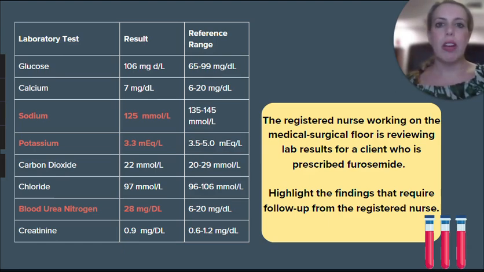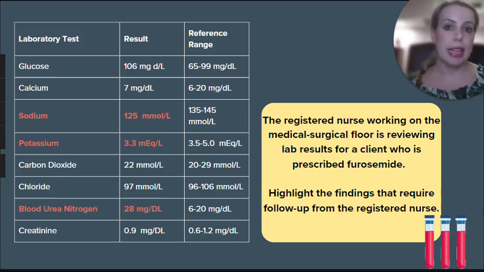If a client is on a loop diuretic like furosemide or really any diuretic, we do need to go ahead and keep an eye on that glucose level, as diuretics are known to sometimes cause hyperglycemia, drive up that sugar. Remember, just because something is slightly out of reference range, it doesn't mean that you need to follow up or notify the provider immediately at that time. Next up, we have calcium looking great and within range, so let's just move right along.